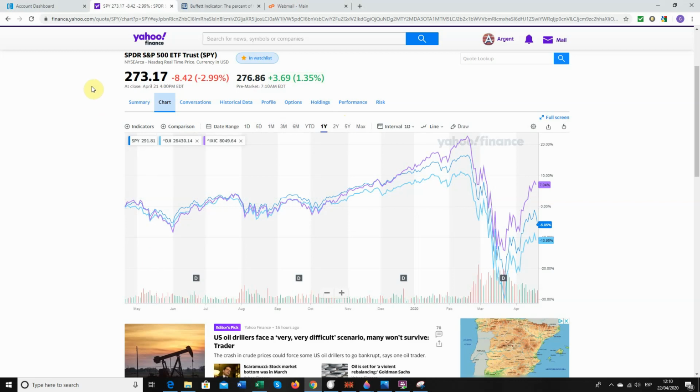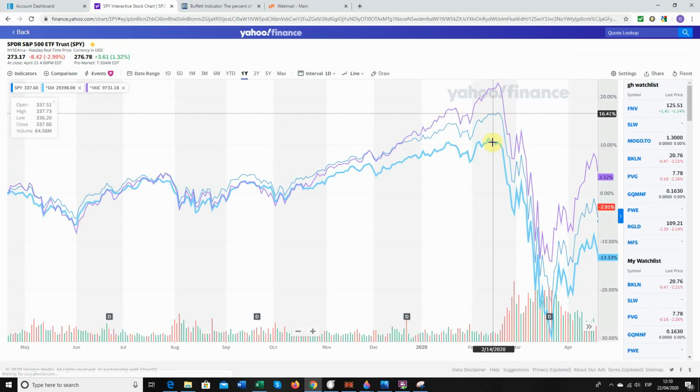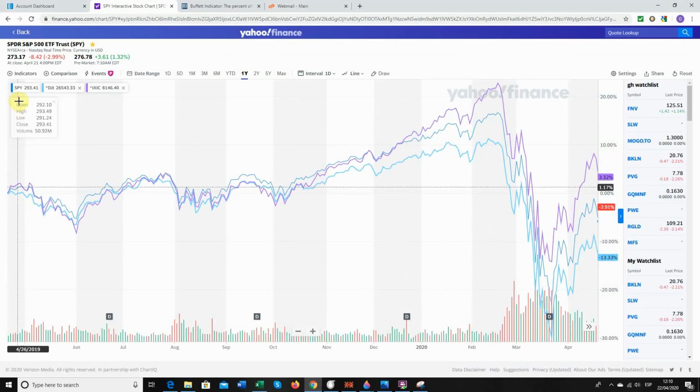And why do I say that? Well, let's take a quick look at this chart here. This will show you the performance of the three main US indices over the last year. We're looking at S&P 500, Dow Jones, and Nasdaq.